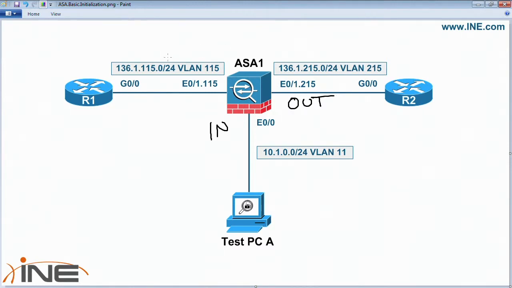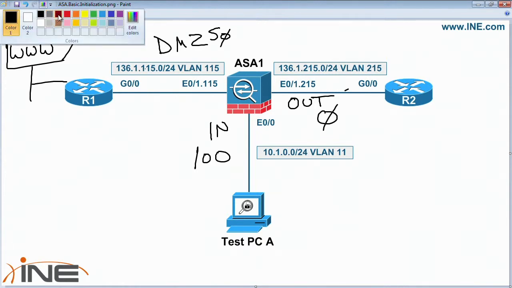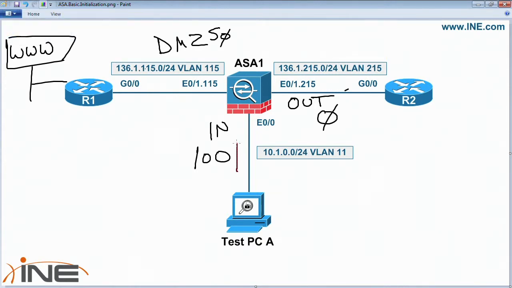And then let's say that the link to router 1 is a third interface to the DMZ. This is where we have our public web servers, behind router 1. If we were to say that these interfaces had security levels 100 for the inside, 0 for the outside, and somewhere in the middle, let's say 50 for the DMZ, this means that traffic would be able to go from the inside to the outside, because we're going from higher to lower.